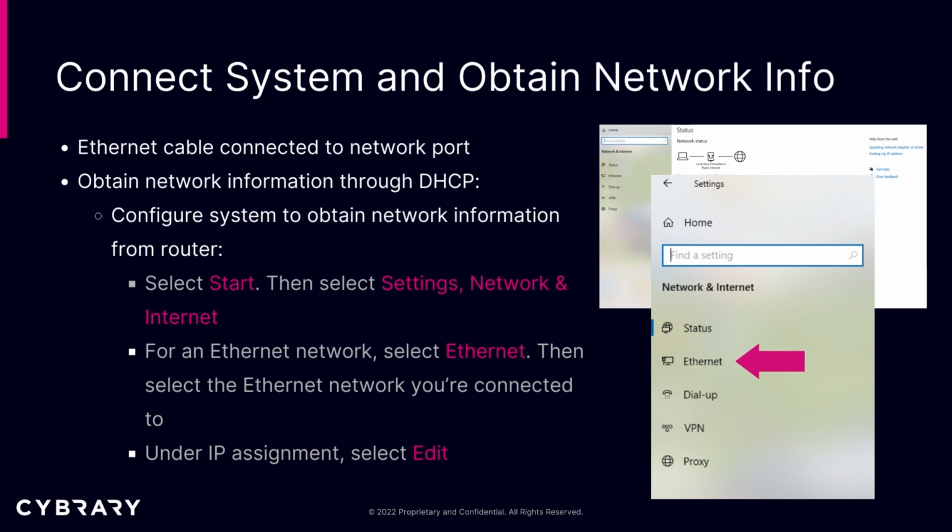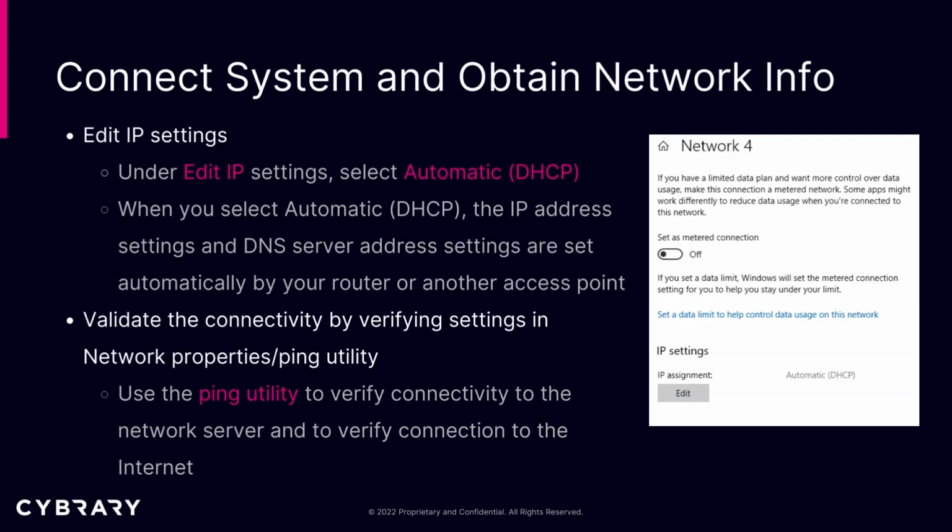So in order to do that, we're going to go to Start, select Settings, Network and Internet. Then for the Ethernet network, select Ethernet. Then select the Ethernet network that you're connected to. And under IP assignment, select Edit. Under the edit settings, we're going to select Automatic DHCP. Now, when you select Automatic DHCP, the IP address and settings and the DNS server and all that information is sent to you automatically from the access point, the firewall, the router, whatever controls the internet, and it's issuing out that information to the devices on the network.